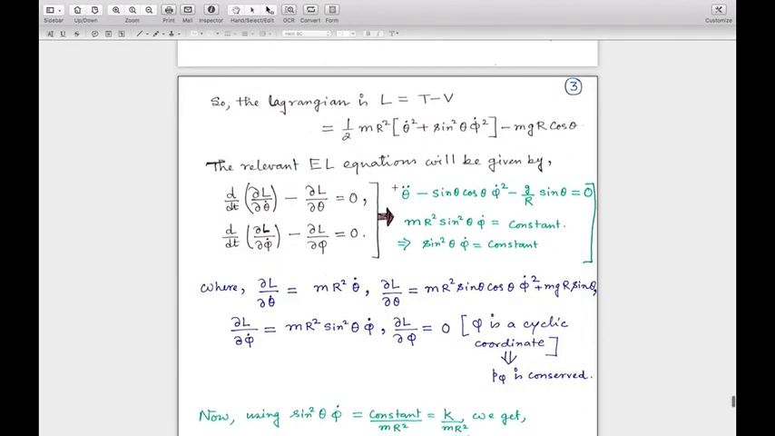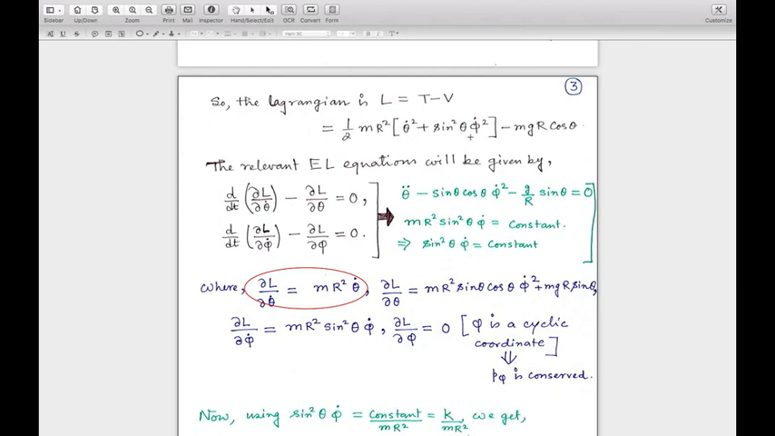So here you can see that we will have two Euler-Lagrange equations corresponding to theta and phi respectively. For theta we have d/dt of del L del theta dot minus del L del theta is equal to 0, and for phi we have d/dt of del L del phi dot minus del L del phi is equal to 0. We can also now calculate these coefficients. For del L del theta dot, phi dot and theta are kept constant, so it will simply be m r square theta dot.